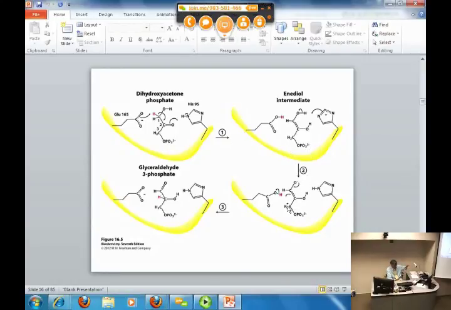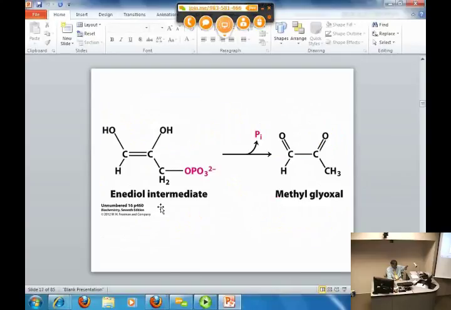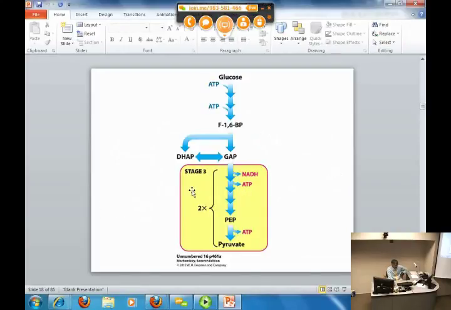Step 1, step 2, electronic rearrangement, another rearrangement, an enediol intermediate, and then methylglyoxal. All of them are unstable, behind the scenes inside the enzyme, inside the active site, which we don't see. We know only the substrate going in, and we see the product coming out. That's all we know. But what is happening inside is very critical. That's what the latest information from X-ray crystallographic studies is giving us.